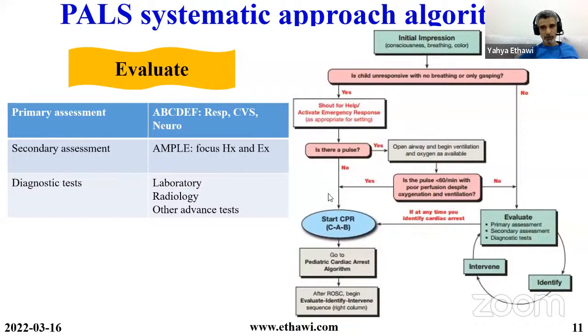The point of this is we do it when the child is responsive, is breathing, and has a heart rate. So we do this evaluation. If the child is unresponsive or not breathing, or there is no pulse, then we do CPR. However, if the child is breathing and has a pulse, we do evaluate, identify, intervene. How do we do evaluation? Primary assessment, secondary assessment, diagnostic test.